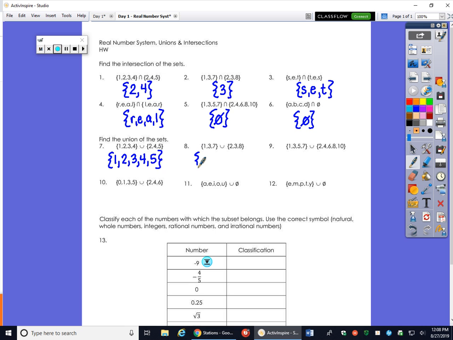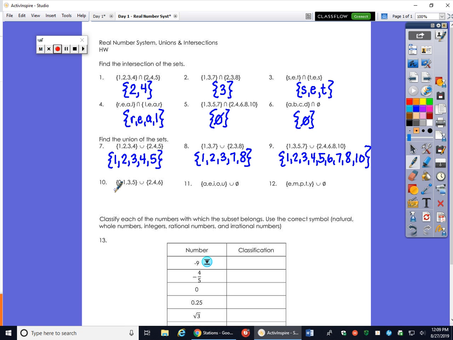Number 8, we want 1 and 2. We want 3, don't write it twice. We want 7 and we want 8 in our union. Like you're putting them together. That's what union means. In number 9, we're going to want 1, 2, 3, 4, 5, 6, 7, 8, and 10, no 9.